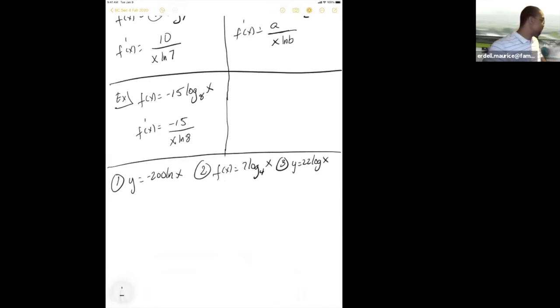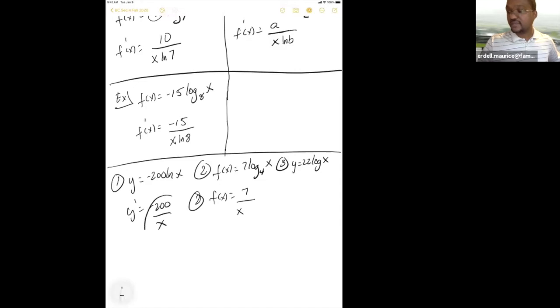Send me a message, please. Come on. Let's see the answers. Number 1, y prime is negative 200 over x. That is it for number 1. Number 2, f prime of x is equal to 7 divided by x, kind of like over here. But because the base is not e, I have to then go ln 4.